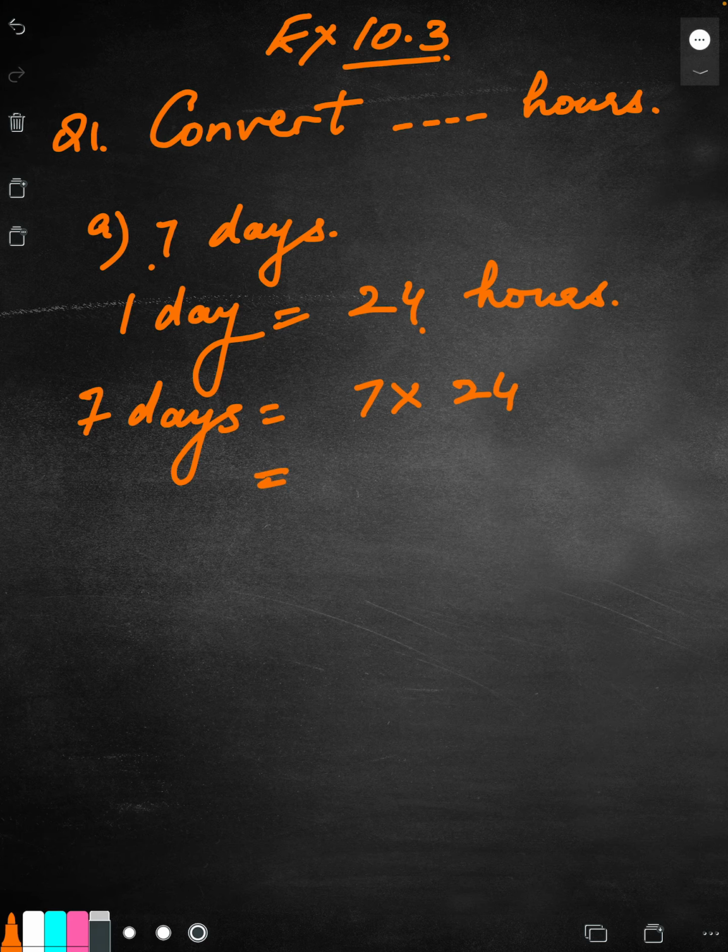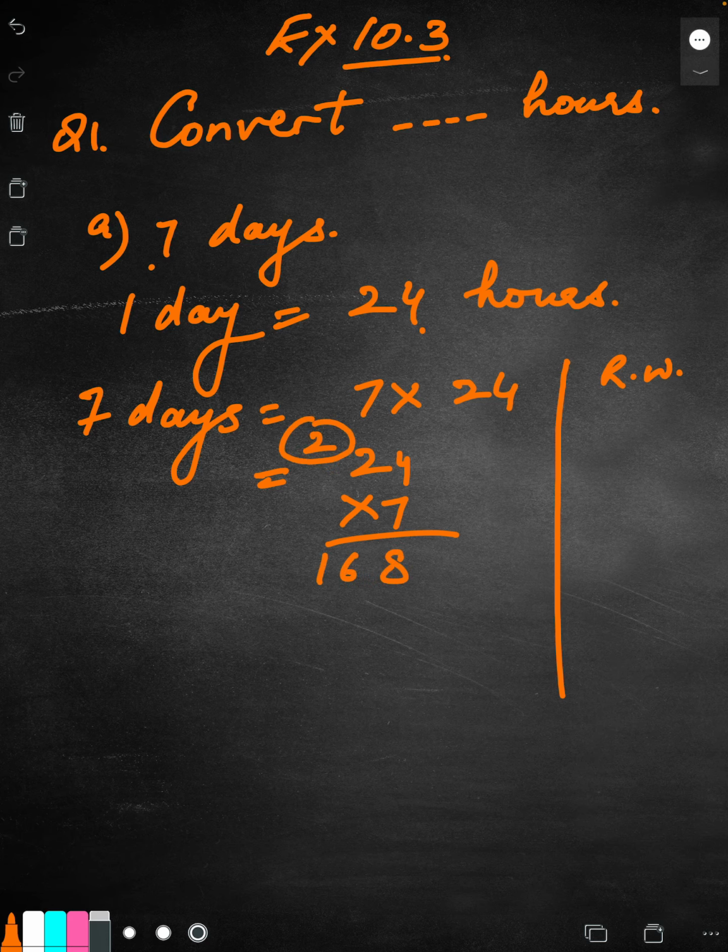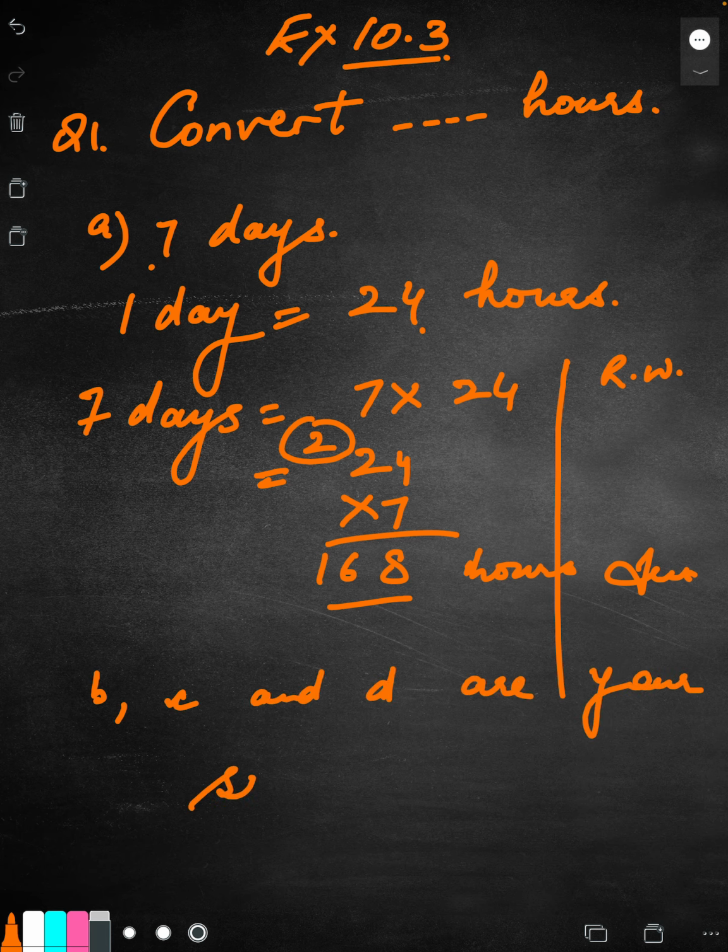So, you can make a rough column, or you can multiply it directly. That's totally on you. 7 2s are 14 and 2 16. So my answer is 168 hours. This is my answer. Right, children? So some number B, C and D are your self-attempt questions. Very simple. Lot of practice we already have done. So I'm giving you this as a homework.